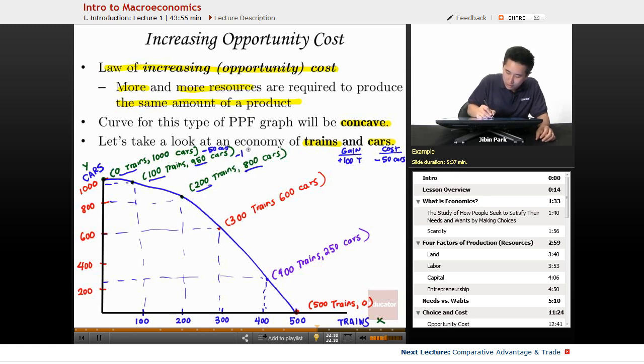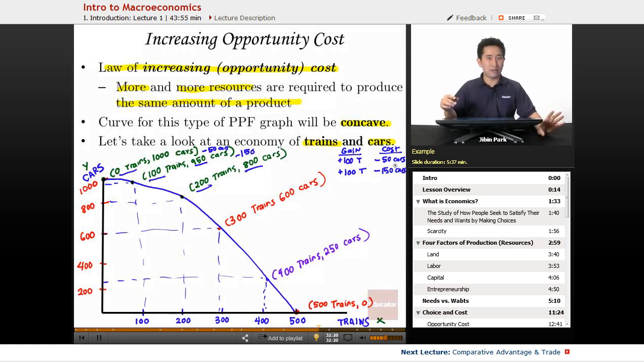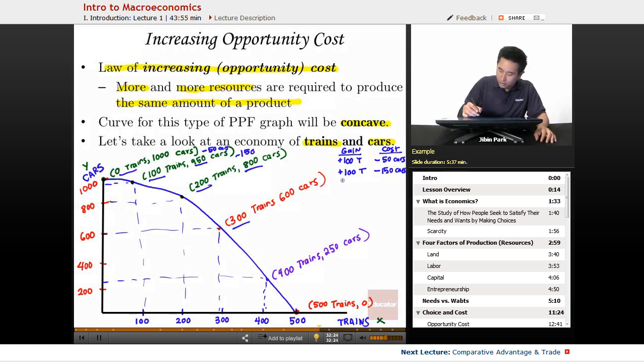Now you lost 150 cars. So the opportunity cost of gaining an additional 100 trains was now you lost 150 cars. So notice how the opportunity cost got higher. You have the same amount of trains, but the opportunity cost got higher. So now you add another 100 trains at this point, and now you only have 600 cars. So now the opportunity cost gets even higher. So it's negative 200. So the opportunity cost is 200 cars, represented by negative 200.